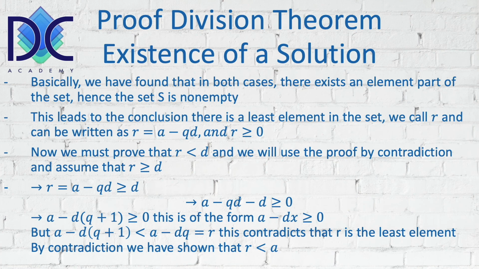Basically, we can rewrite this as A minus D times (Q plus 1) is larger than or equal to 0. And this is of the form A minus D times X larger than or equal to 0. But A minus D times (Q plus 1) is smaller than A minus D times Q, which is equal to R. This contradicts that R is the least element. So by contradiction, we have shown that R is smaller than D, which is important that we prove this.